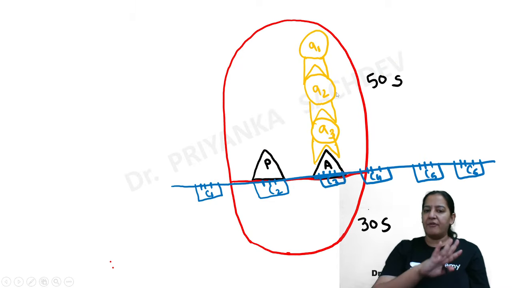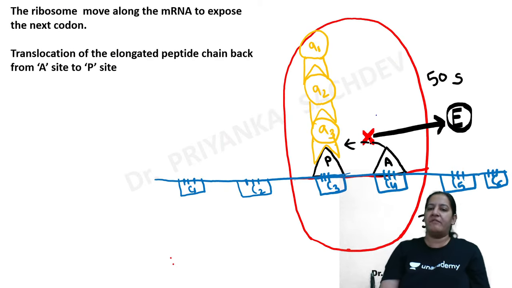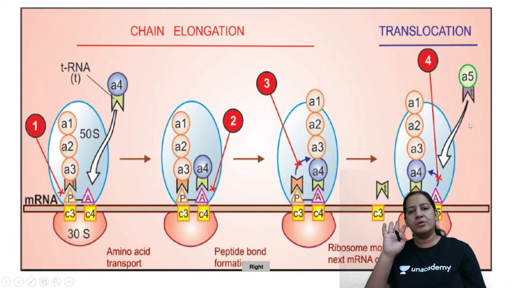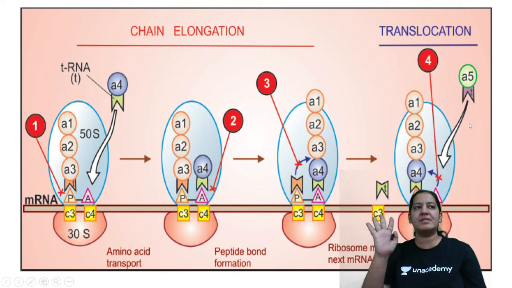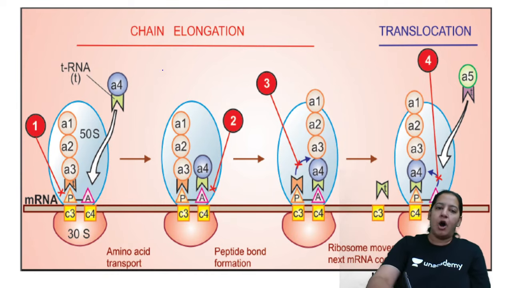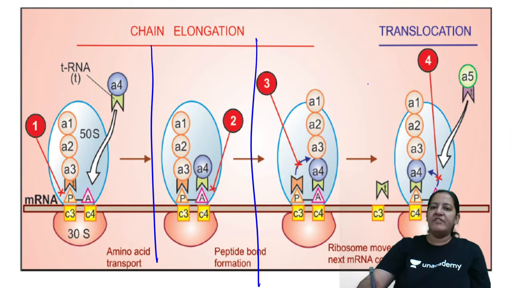And the last one, after shifting, the complete ribosome is moving by one codon. That is A to P shift. That is inhibited by erythromycin. So that is the mechanism of action of the four antibiotics. This is the diagram given in the books. Now, I guess you all can understand which is which antibiotic.